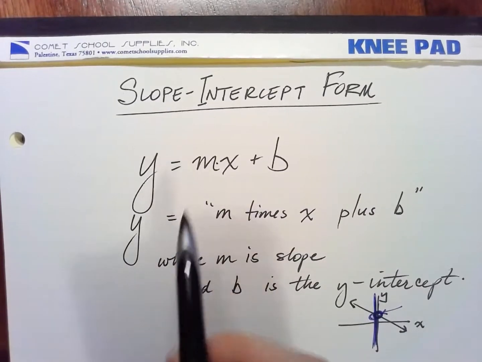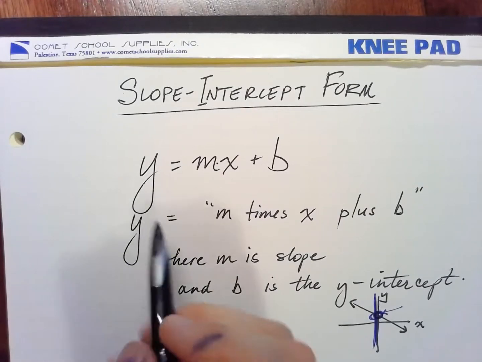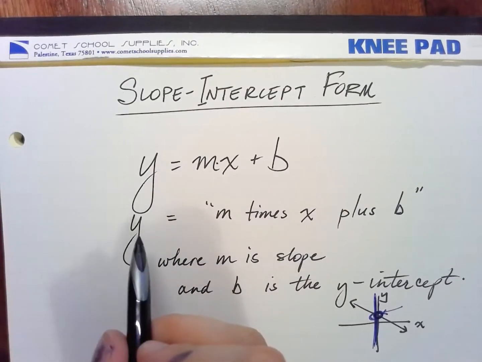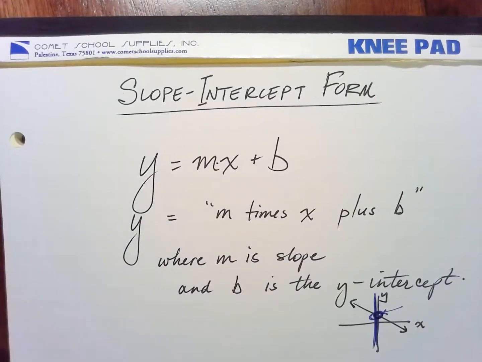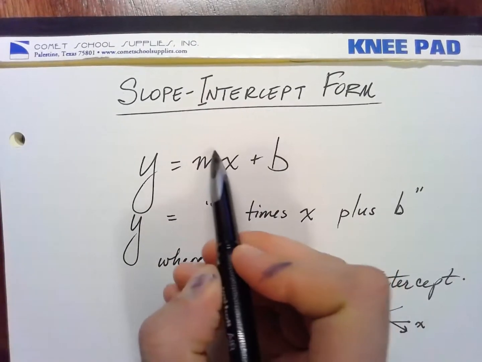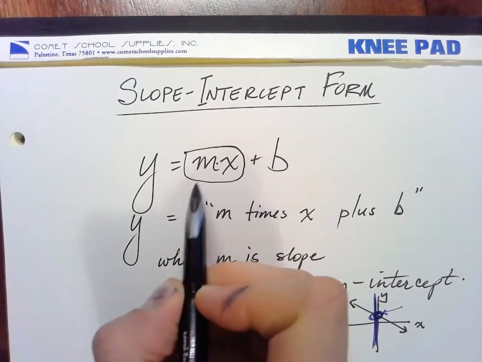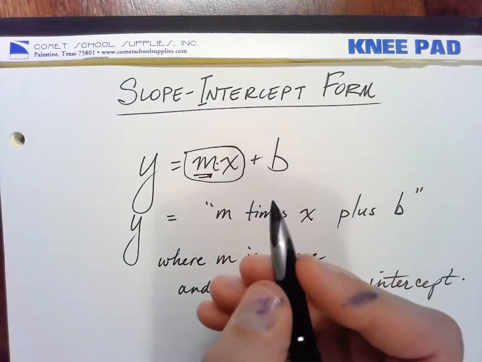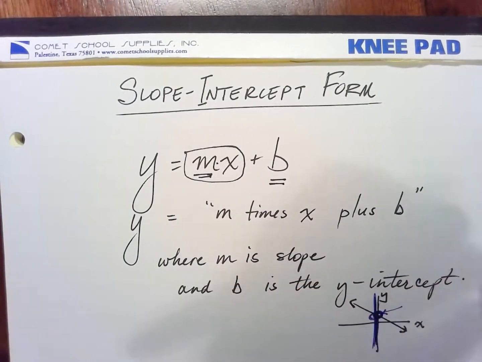You know you have slope-intercept form because y is isolated on the left. Or rather, it doesn't matter if it's on the left or the right, but it's isolated on one side of the equal sign, and that's the only thing on that side of the equal sign. And when you have that, then the coefficient on the x is the slope, and then the constant over to its side is the y-intercept.